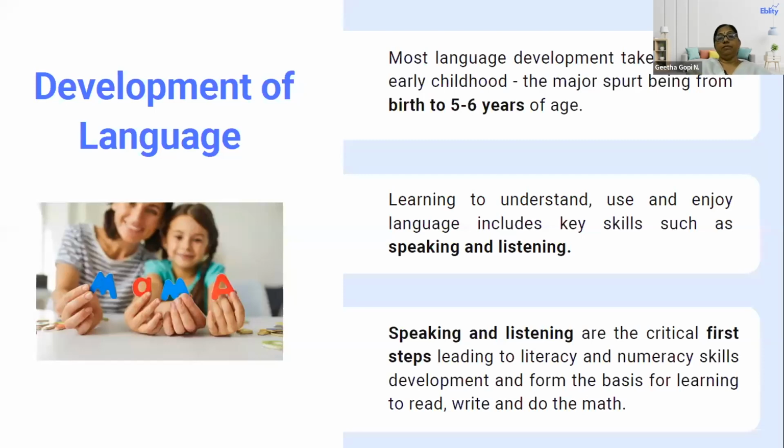So when we look at the development of language, some amount of language acquisition in various forms does take place prenatally. Research is pointing more and more towards that. But for all practical purposes, most of the language development takes place in early childhood. And particularly the biggest spurt of language development, the fastest mode of language development, takes place between birth and 5 to 6 years of age.